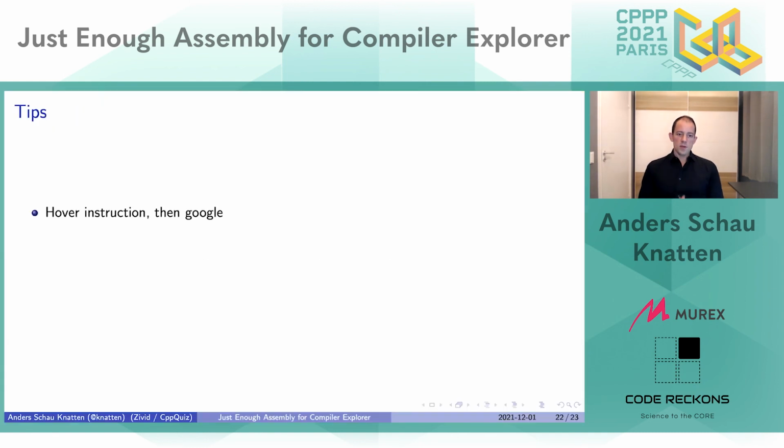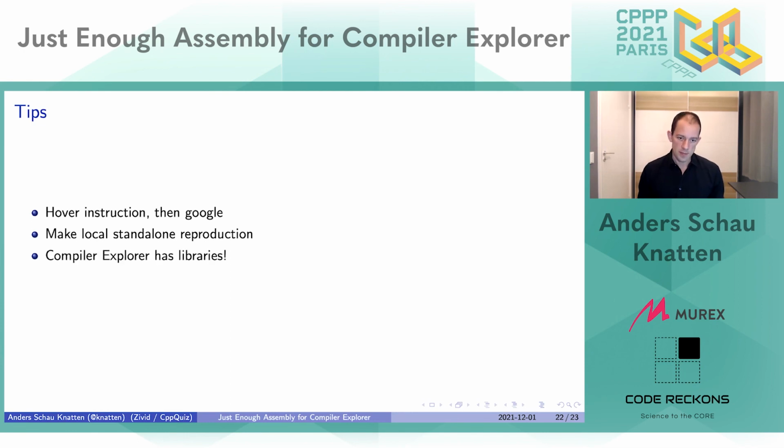Yeah, so some tips. You can hover over the instructions if there's something you don't understand, and then you can Google if the tooltip doesn't give you enough information. If you want to use Compiler Explorer, always make a local standalone reproduction first. So use your IDE or whatever to make one CPP file which contains everything, then strip away everything you don't need, and then paste it into Compiler Explorer. Maybe you have some tools in your IDE to inline stuff. Compiler Explorer has a bunch of libraries, like Boost, FMT, Eigen, Catch2, whatever, so you can actually use those on Compiler Explorer. And you can even include GitHub links, like a normal hash include on a GitHub link. That's really nice.